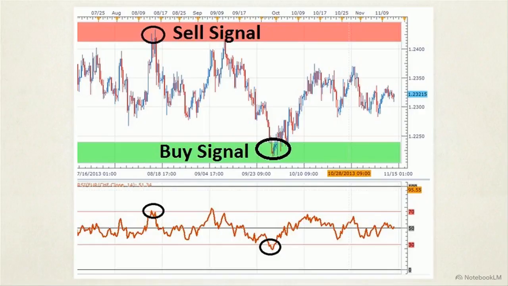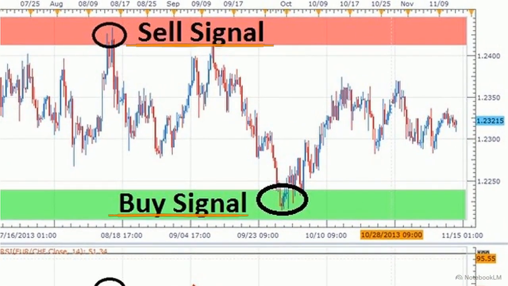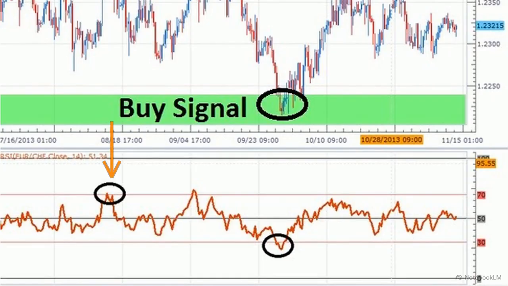This chart shows the Relative Strength Index, or RSI. We configure it to flag specific extremes, marked here by an upper red zone for sell signals and a lower green zone for buy signals. When the orange RSI line crosses 70, buyers are getting tired. When it dips below 30, the market is exhausted from selling.